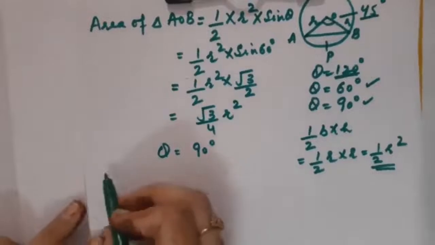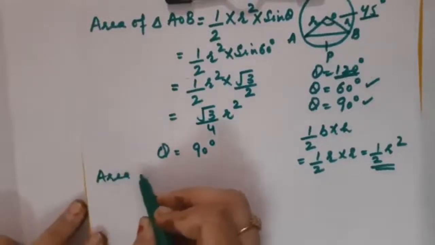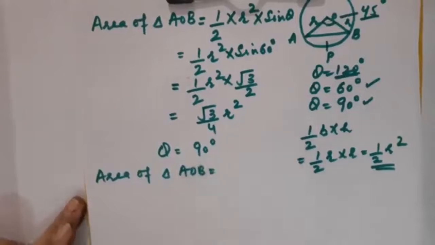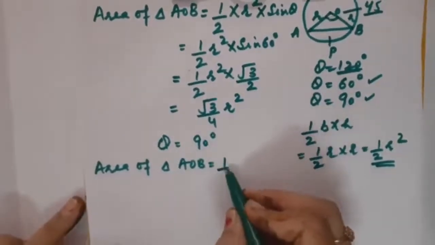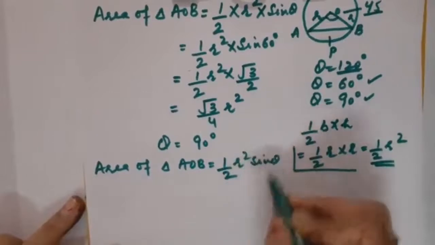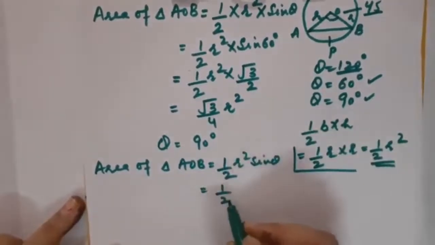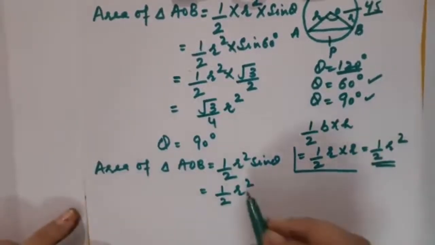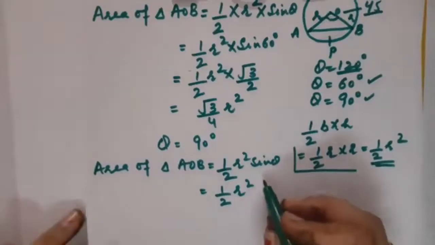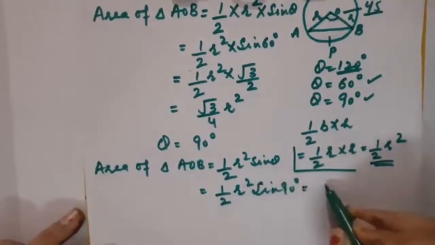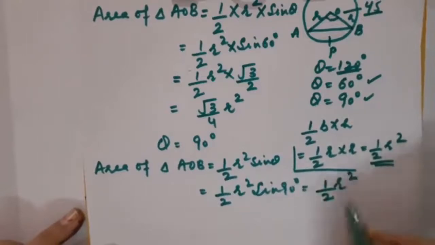So area of triangle AOB is equal to, please be alert, same formula, half into r square into sine theta. This is half, r square will remain as it is. We have to insert the value of radius. Right now we will be having radius is r. So this is sine 90 degree. Children, you know sine 90 is 1. So it would become half r square.